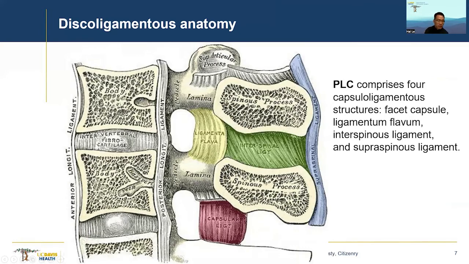And then in the front of the spine, there's a ligament called the anterior longitudinal ligament. And behind the posterior vertebral body, there's the posterior longitudinal ligament.